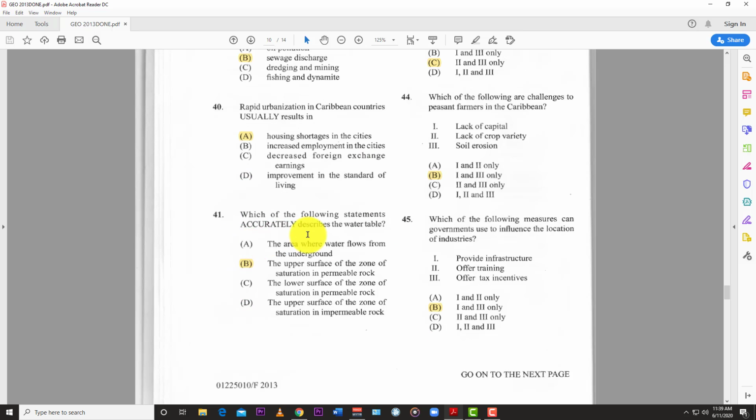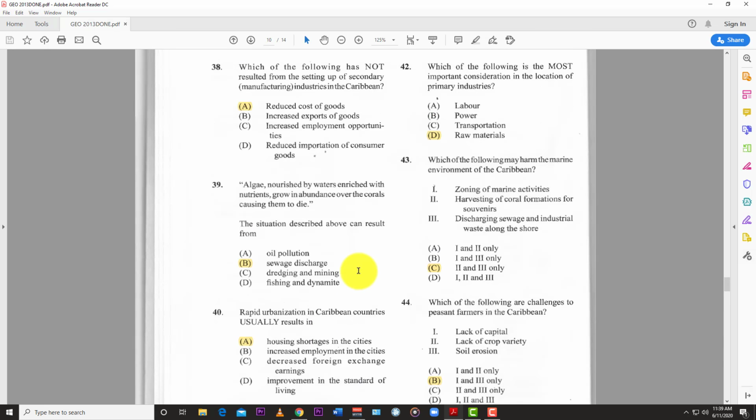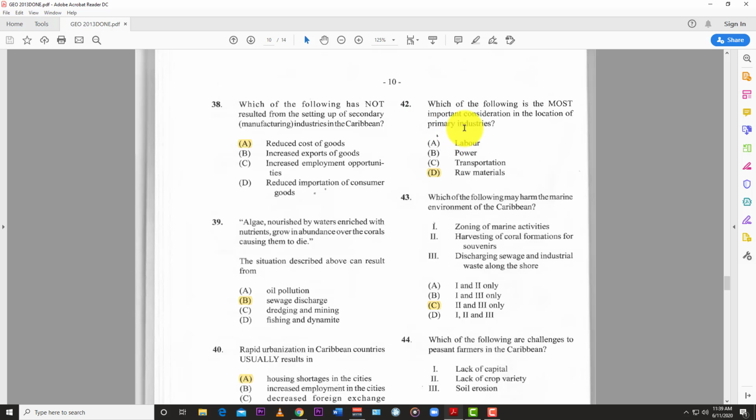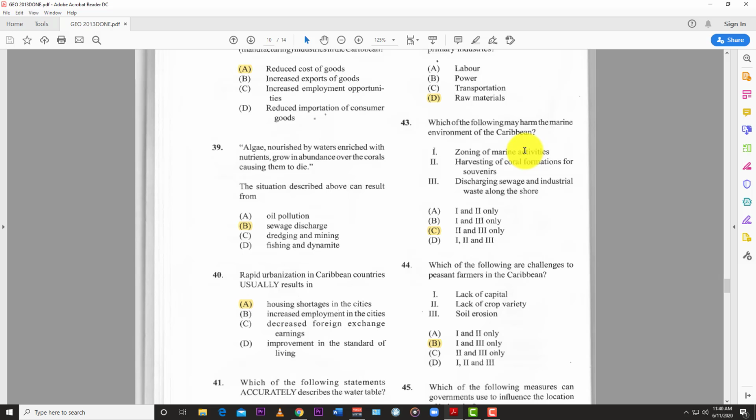41, which of the following statements accurately describe the water table? So the answer is B, the upper surface of the zone of saturation in permeable rock. That's the water table. 42, which of the following is the most important consideration in the location of primary industries? And of course, it's obvious, the answer is D, raw materials. You can't locate where raw materials are far away, and you have to get extra cost for getting them to your industries.